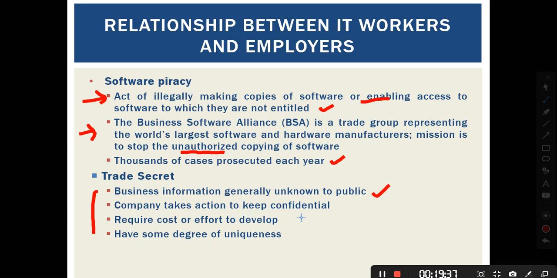Every company and organization keeps this kind of information. It is considered one of our confidential information. It requires cost or effort to develop.